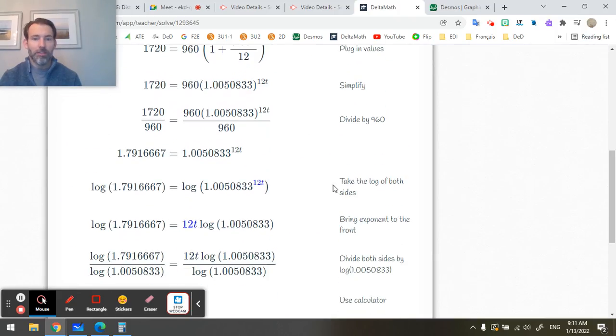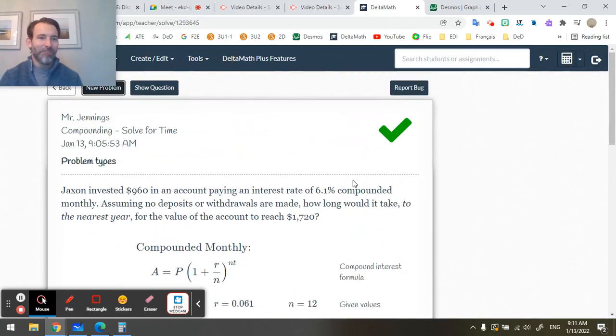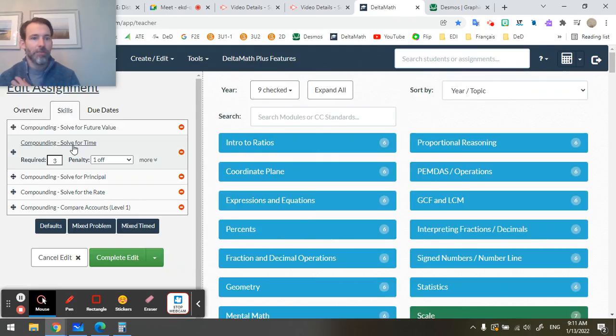Take the log of both sides. Yeah, so they think we have done grade 12. Ha ha ha. But little do they know we're using our fancy grade 11 methods that still work. They're just fine. You just need Delta Math. You just need Desmos, because that's how you solve for time.